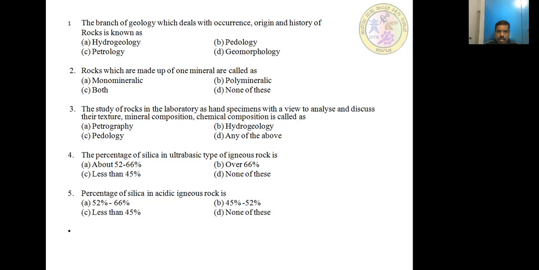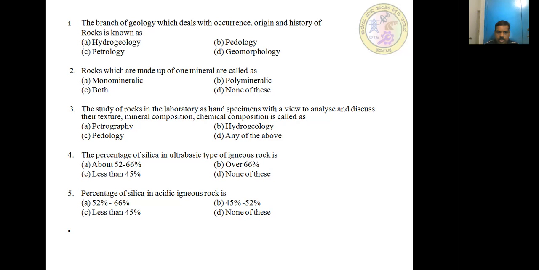Second one: rocks which are made up of one mineral are called as. Options are monomineralic, polymineralic, both, and none of these. Third one: the study of rocks in the laboratory as hand specimens with a view to analyze and discuss the structure, mineral composition, chemical composition is called as petrography, hydrogeology, pedology, any of the above.